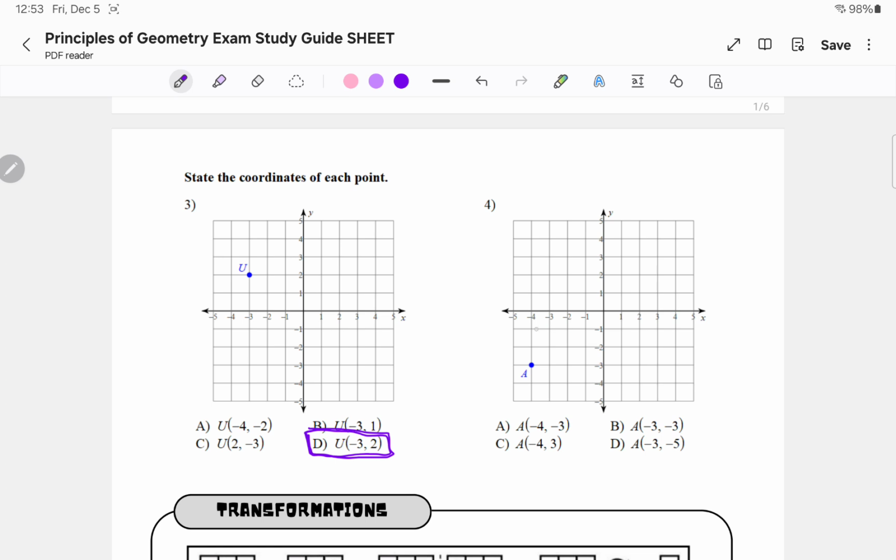And then for number 4, we're looking at point A here. So we're at -4 on the x-axis, and then we're at -3 on the y-axis. So -4, -3 would be this answer here.